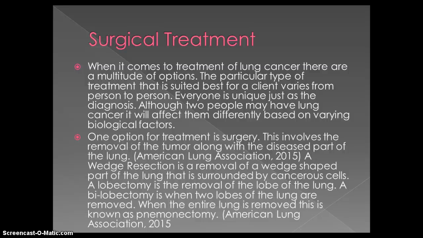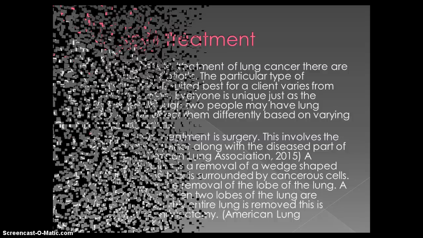One option for treatment is surgery. This involves the removal of the lung tumor along with the diseased part of the lung. A wedge resection is a removal of a wedge-shaped part of the lung that is surrounded by cancerous cells. A lobectomy is the removal of the lobe of the lung. A bilobectomy is when two lobes of the lung are removed. When the entire lung is removed, this is called a pneumonectomy.